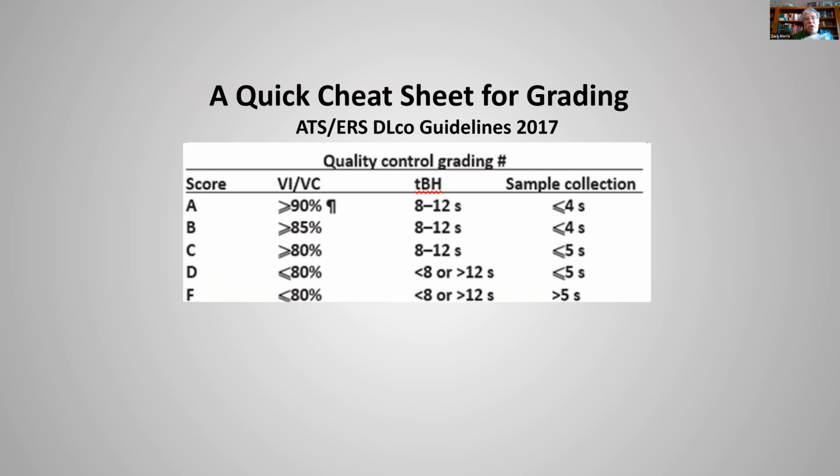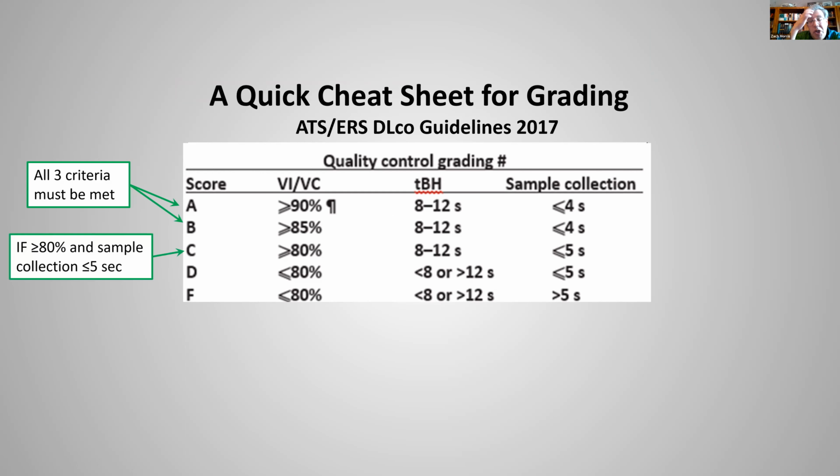Okay, so this is the most helpful little cheat sheet, the center part of this table here that you need to pay attention to. How this is used is essentially the difference between a grade A and grade B test. They're both exactly the same, good breath holds, good sample collections, but for the grade B test, the IVC is greater than 80%, as opposed to grade A, where it's greater than 90%, okay? Grade C test, well, how that differs is by the percent of the IVC again. If it's above 80 now, it's a grade C.